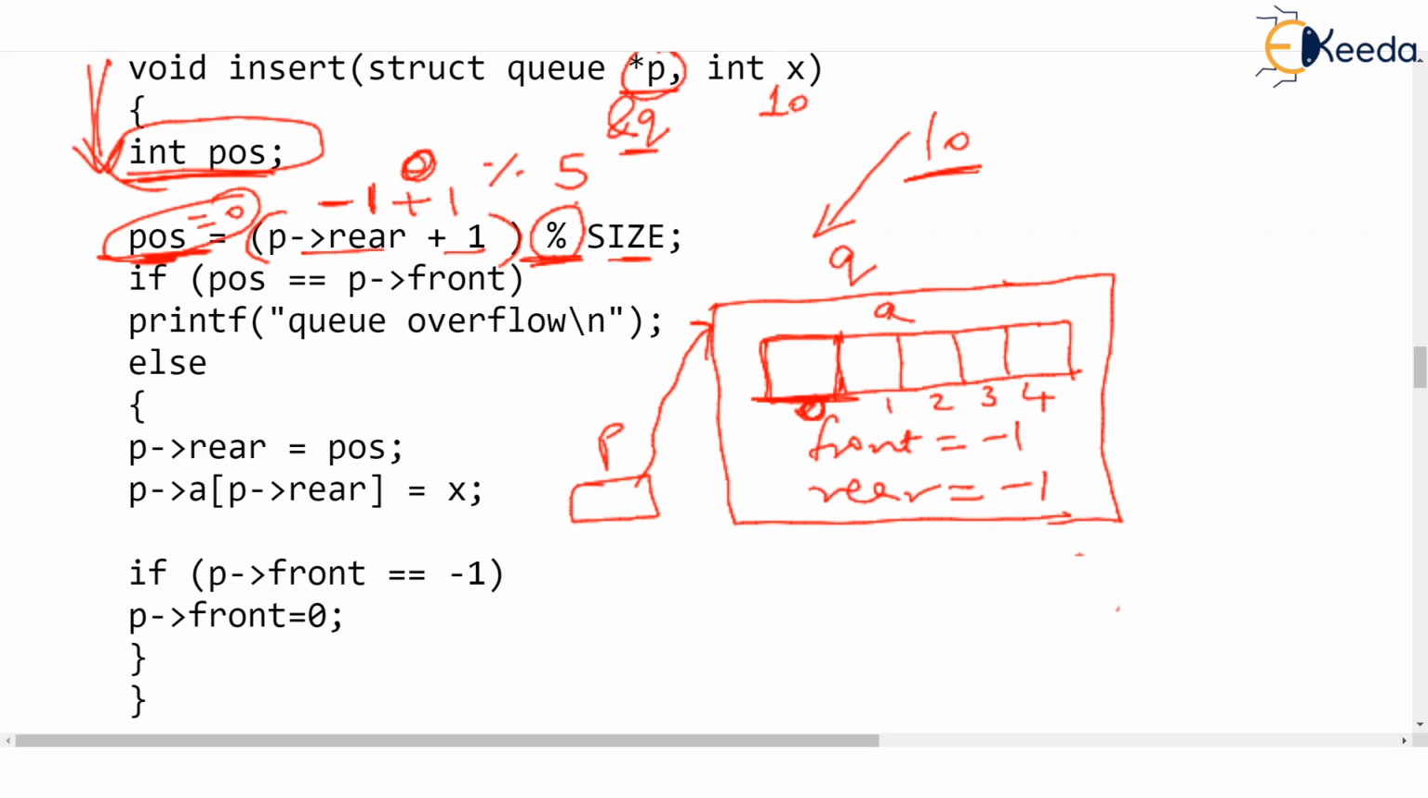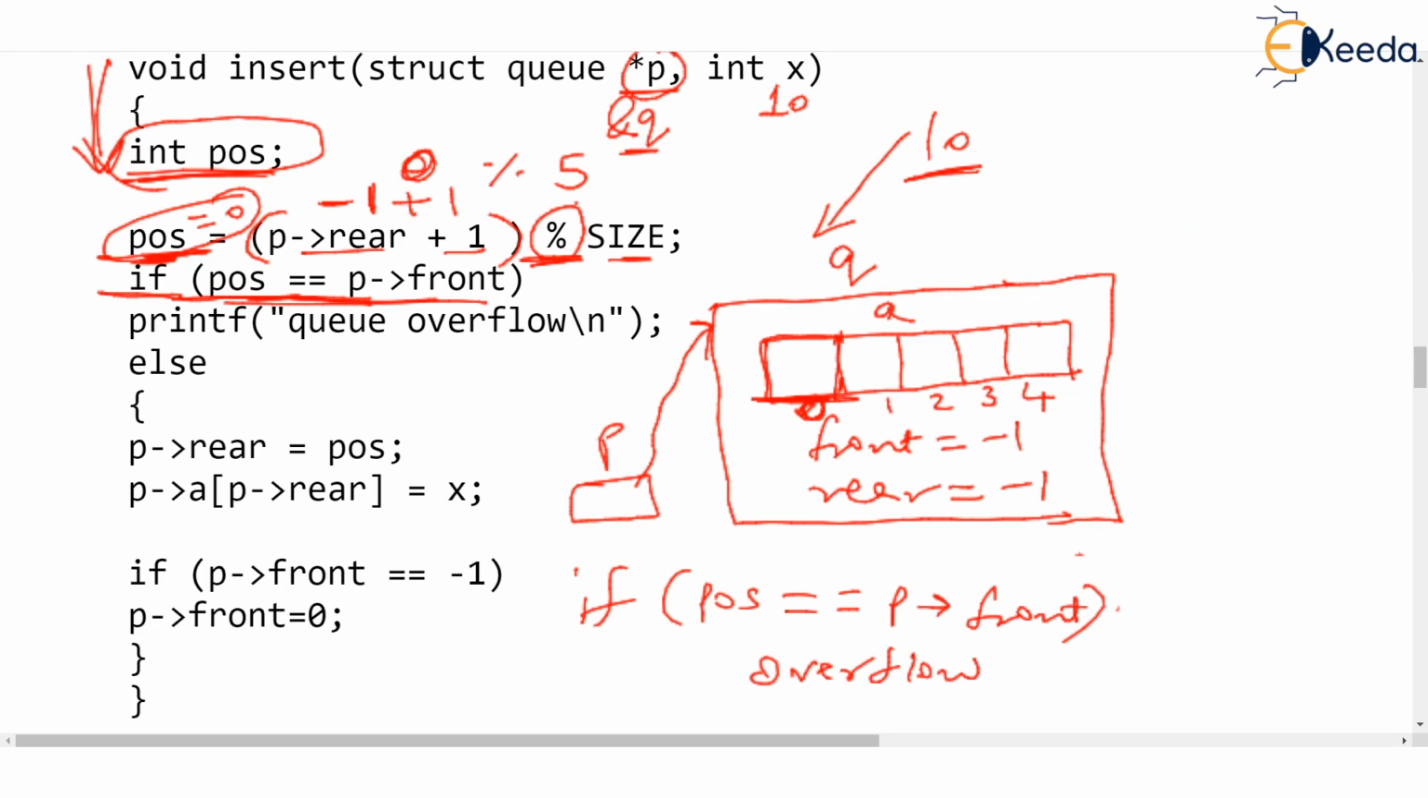But wait, before that, we are going to check for a condition of overflow. See when the circular queue is overflown. If position of insertion, that is pause, is equal to P arrow front, if this is true, then announce overflow. Wait a minute, pause is 0, just now we evaluated, and front is -1. Check the box above, front is -1. So this condition is false. So it won't announce overflow, and rightly so. Queue is not overflown. Come on, it is empty right now. So we will land in else and we will continue with insertion.